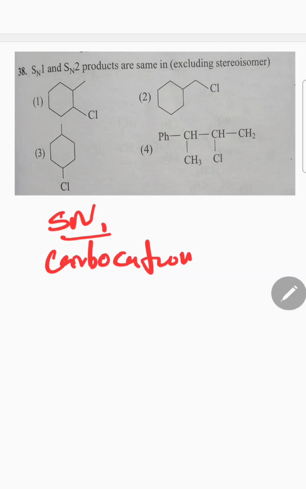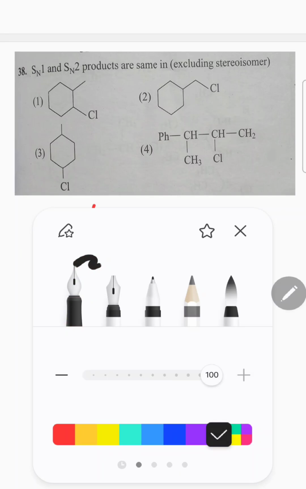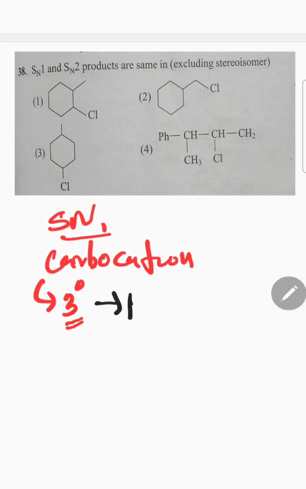Hi all. So SN1 and SN2 products are same in SN1. So what is there in SN1? In SN1 there is a carbocation formation. Carbocation means it's an intermediate there. Which carbocation is more stable? Tertiary carbocation is more stable. For becoming tertiary carbocation, rearrangement happens inside that compound.